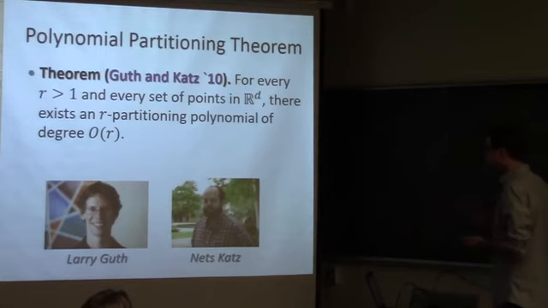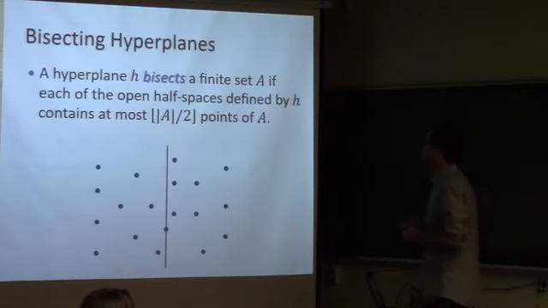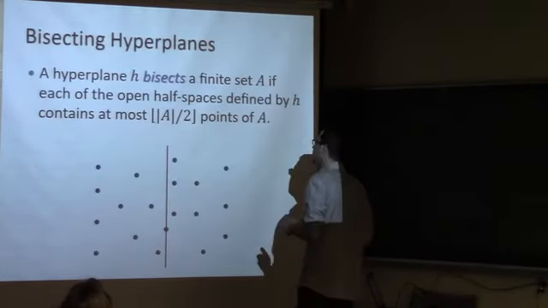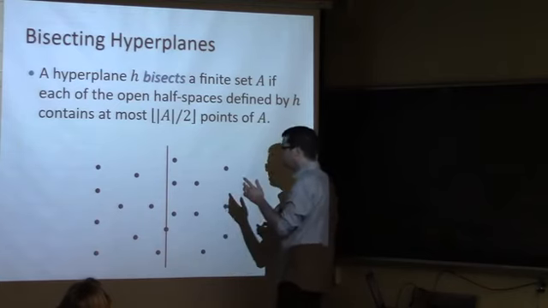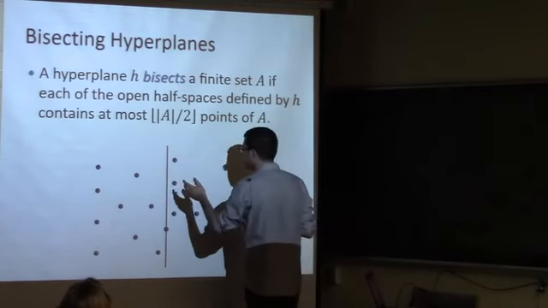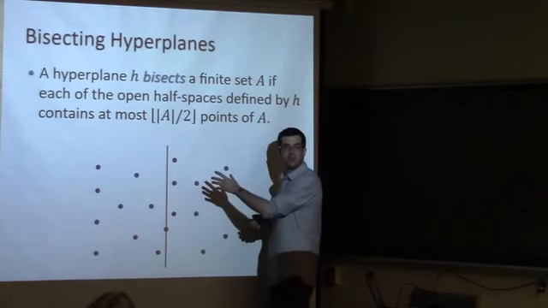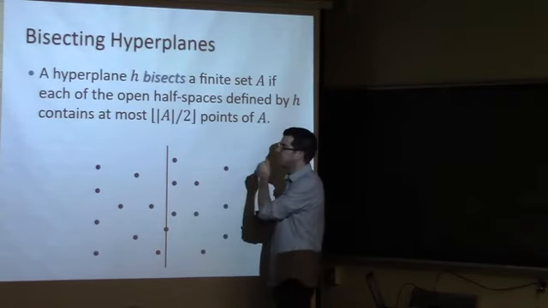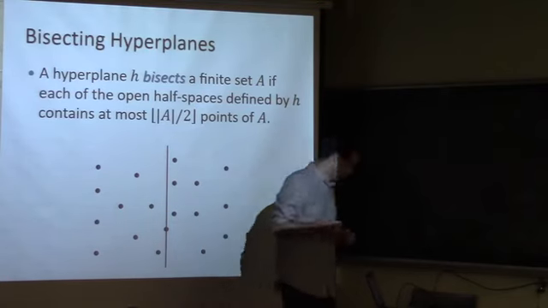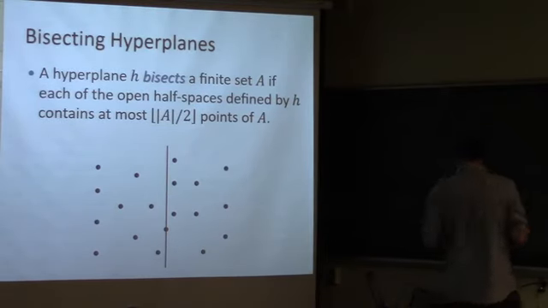How do you prove such a thing? So to do it, let me just define it. I'm going to say that a hyperplane or something else bisects a point set if each of the half planes, half spaces, in this case half planes, contains at most half of the original points of the original sets. Okay, so our goal would be to build a partition in an iterative way.